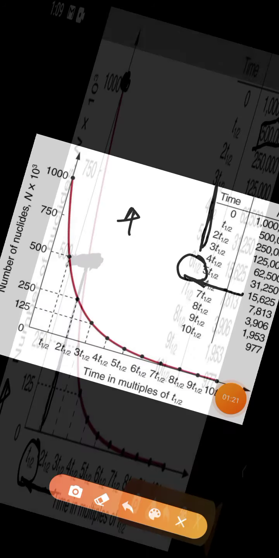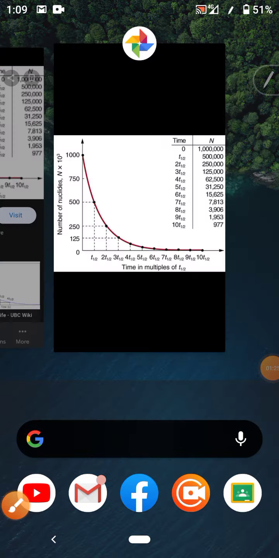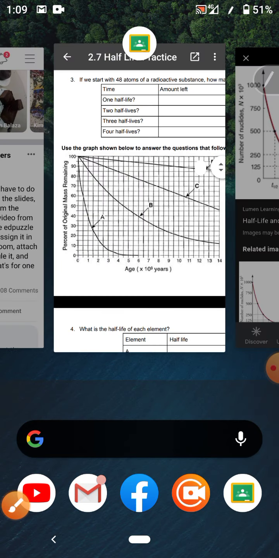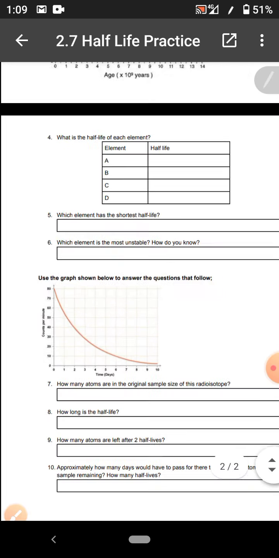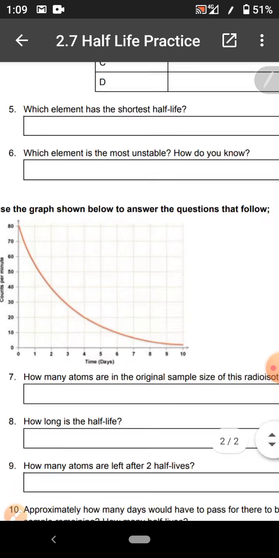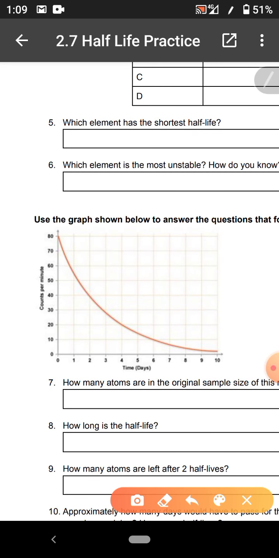In the question that I gave you in your activity today, this one, I'm going to use this one here. The initial amount, the initial count rate, is 80. So if you want to get the half-life, you divide 80 by 2, and you know that's 40.